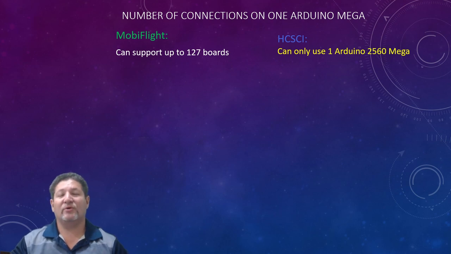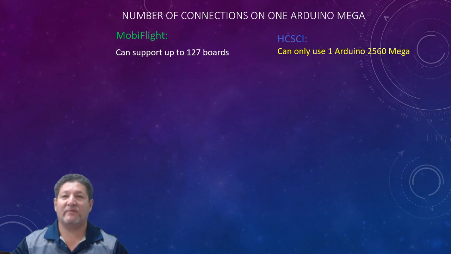All right, so I'm gonna go over how many connections, how many inputs, or different types of components you can use with each type of software. With MobiFlight, it says that you can use up to 127 boards. So 127 Arduino Megas, or the other two types that are also supported, which are smaller. Of course, with Hicksee, you can only use one Arduino 2560 Mega.